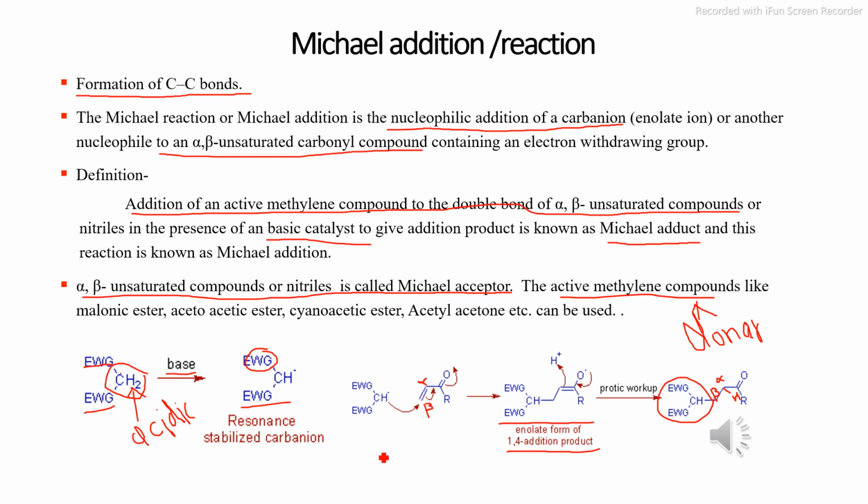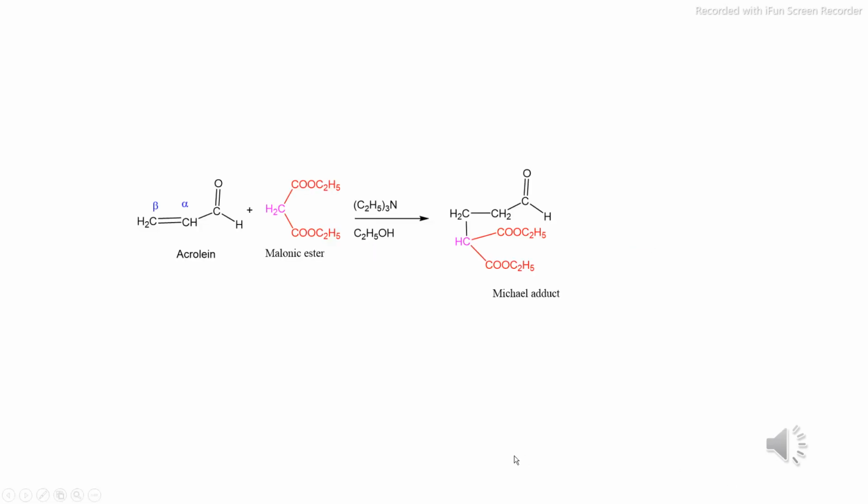So we can say that this is an example of addition of an active methylene compound on the carbon-carbon double bond of an alpha-beta unsaturated compound. In Michael addition reaction, we can observe that there is addition of the active methylene compound on the carbon-carbon double bond of the alpha-beta unsaturated compound in such a way that one of the hydrogen atoms of the active methylene group is attached to the alpha carbon atom, whereas the remaining active methylene group is attached to the beta carbon atom. This can be well explained with the help of the following example.